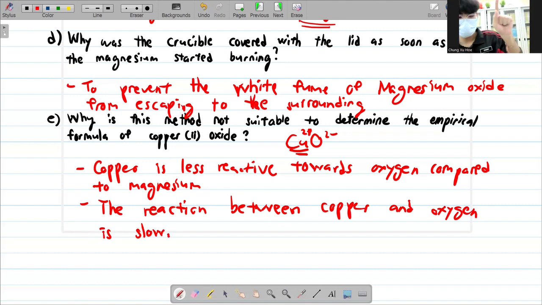So first you're going to mention that copper is less reactive towards oxygen compared to magnesium. Then the second mark is the reaction: the reaction between copper and oxygen is really slow. That means if it's less reactive, then the reaction between them will be slow.